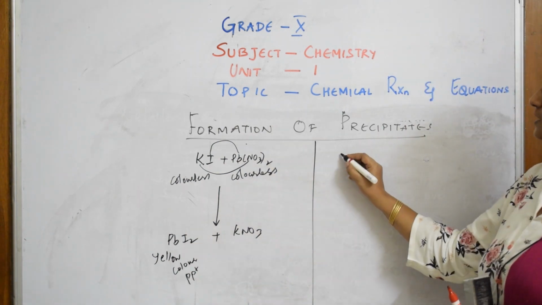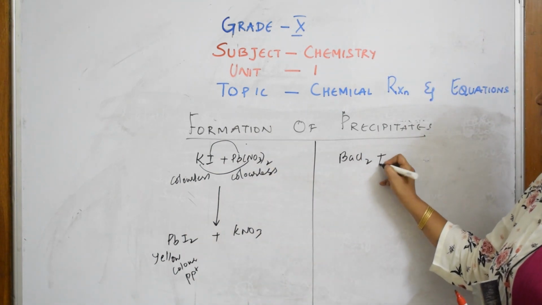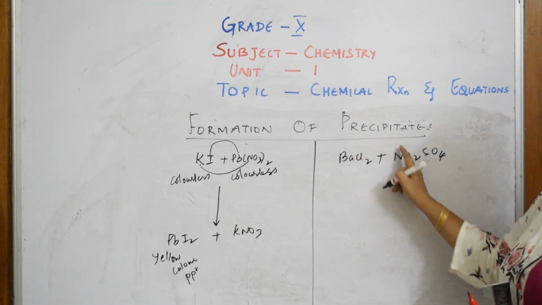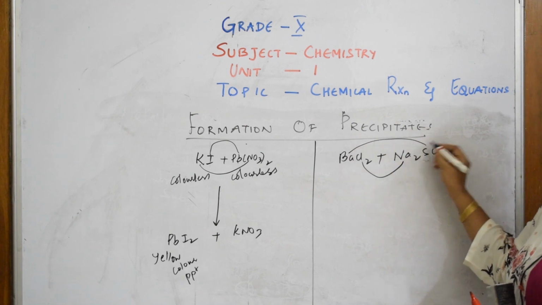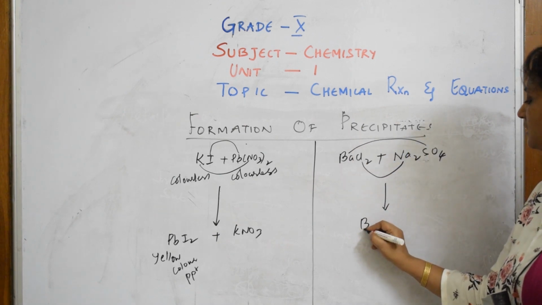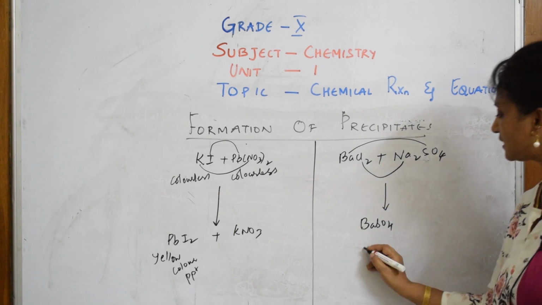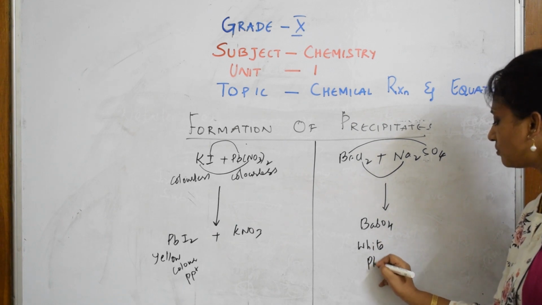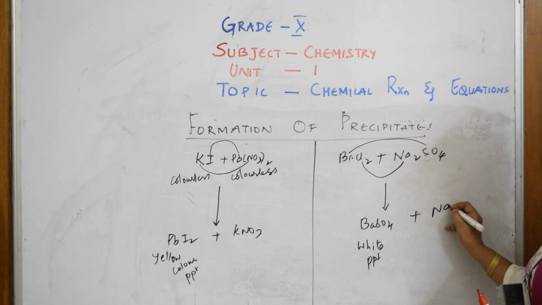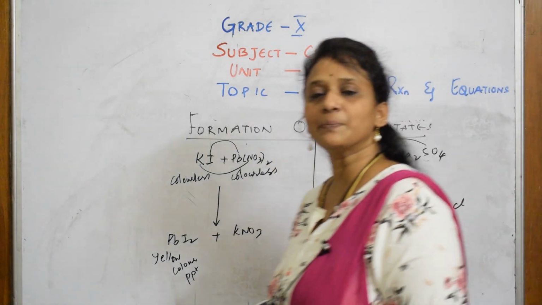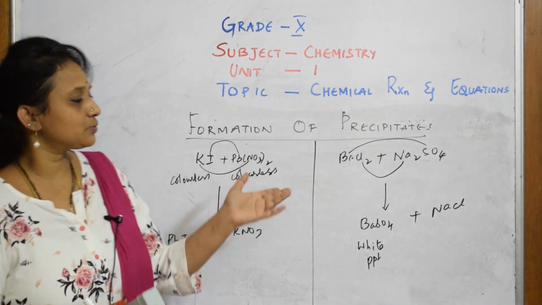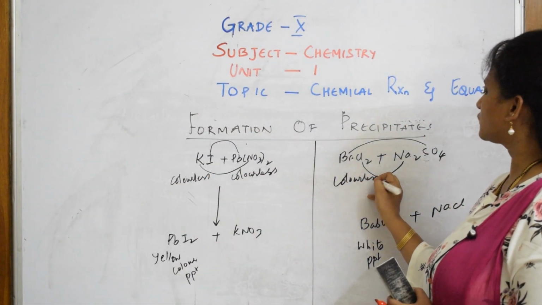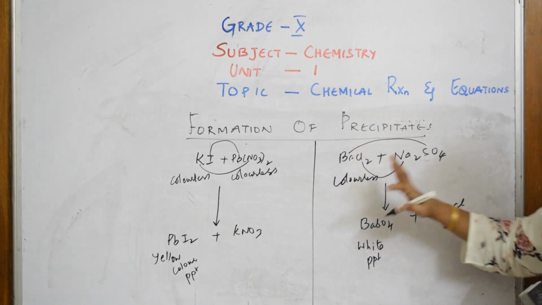Let us take one more. Suppose I take barium chloride and sodium sulfate. Here also there is exchange of ions. What do you get? You get barium sulfate, a white color PPT, and sodium chloride. The white PPT is formed at the base of the test tube, along with sodium chloride. First of all, your barium chloride was colorless, and sodium sulfate also. When they combine together, it forms a white PPT.